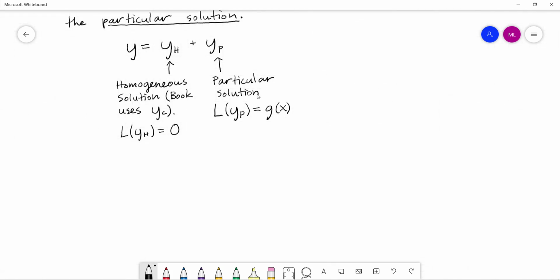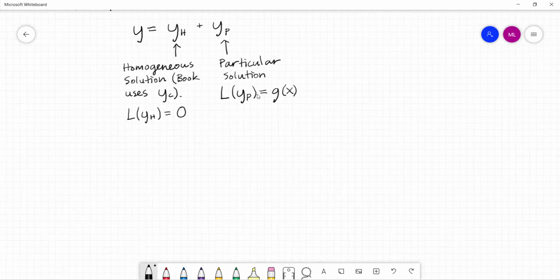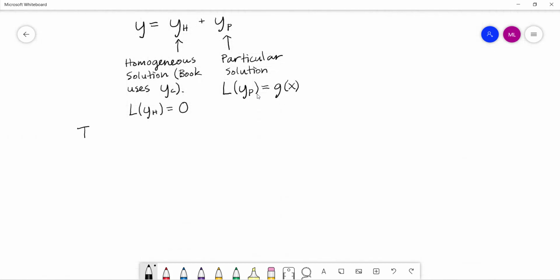So let's imagine that we plug this in to the equation. So this whole thing will solve the linear but non-homogeneous equation that looks like this. So my goal is to show you that this general equation solves this equation, even though this piece individually solved the homogeneous part and this piece individually solved this equation.